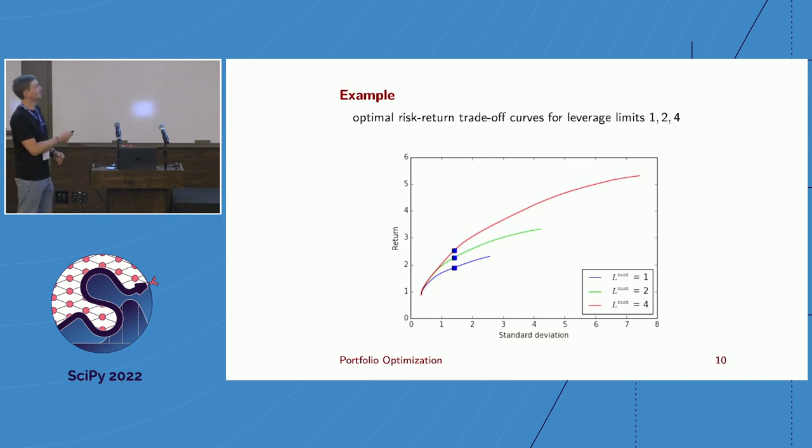So this will obviously be better, but you might be constrained here for legal reasons or practical reasons. Not everyone will have an infinite leverage limit. And that just means that for a given risk aversion parameter, or a given level of risk, you will do better if you can choose to borrow more.